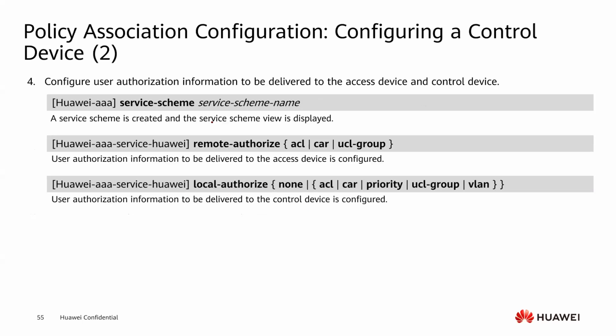And then you need to create the authorization information. If you want to do the authorization process on the access devices, you need to use this command to set the authorization information to the access point. And if you want to do traffic control or reach control on the local devices or just on the control device, you can use this command.